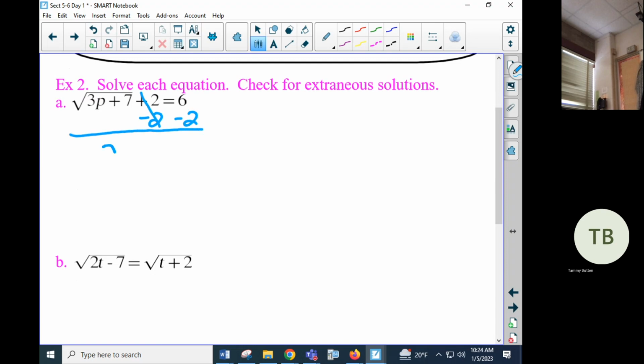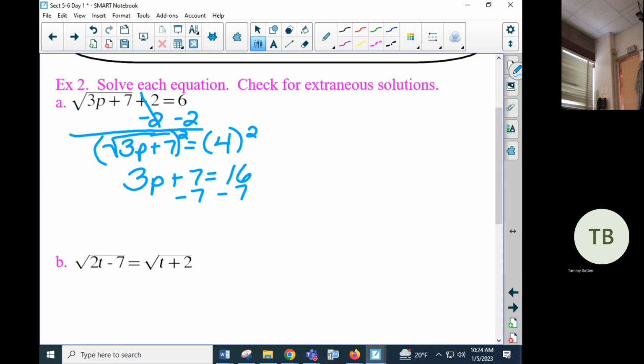And then we get the square root of 3p plus 7 equals 6 minus 2, which is 4. So now we have that square root by itself. What we would do is square both sides. The square root squared cancels, so we have 3p plus 7. 4 squared is 16. And then we go ahead and solve that.